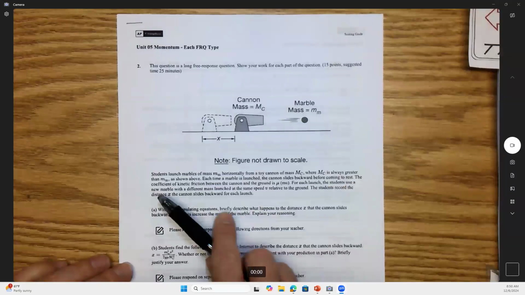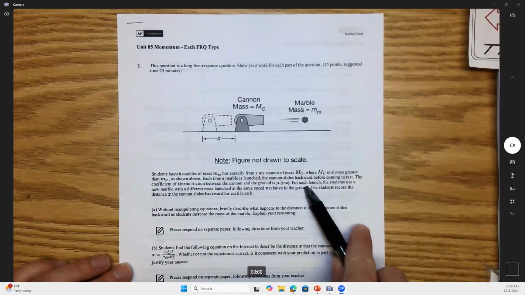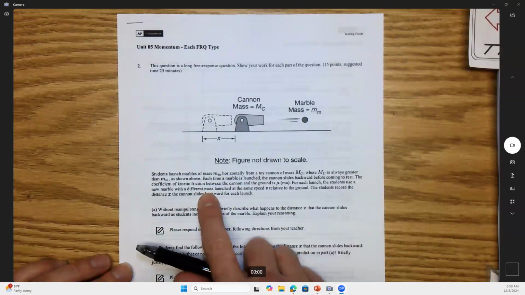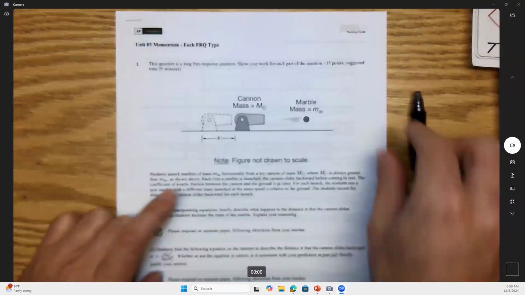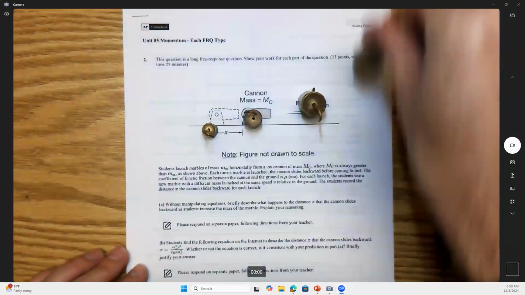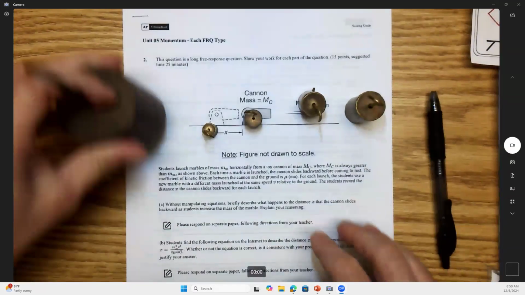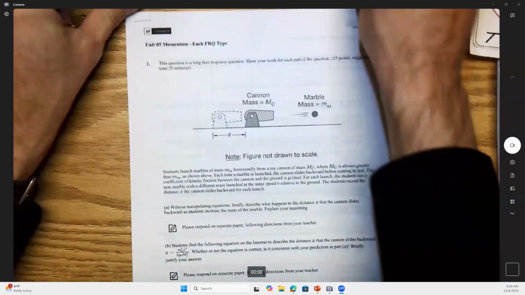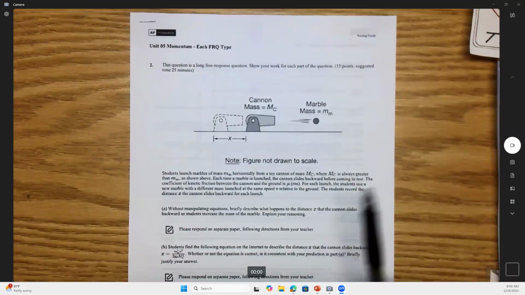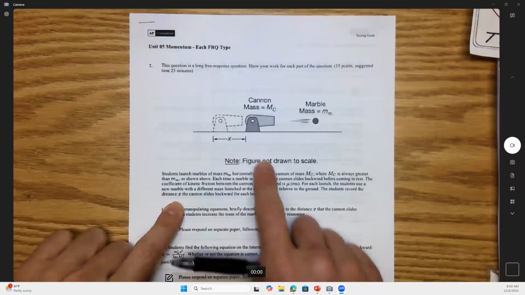All right, so the coefficient of kinetic friction, there you go, between the cannon and the ground is mu. For each launch, the students use a new marble of different mass. Ooh, so they're changing out the mass of the marble. Interesting. So maybe this could be a marble, and then later on, this could be a marble, this could be a marble. But maybe here's your cannon right here, blasting each one of these. Well, they're a marble shape. I guess we have cylindrical shaped marbles in physics. Yay! Welcome to physics. The students record the distance x that the cannon slides backward for each launch.